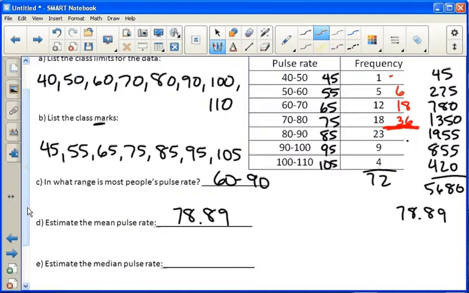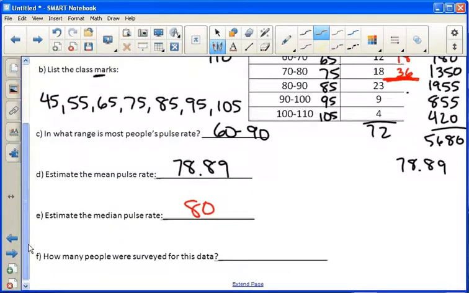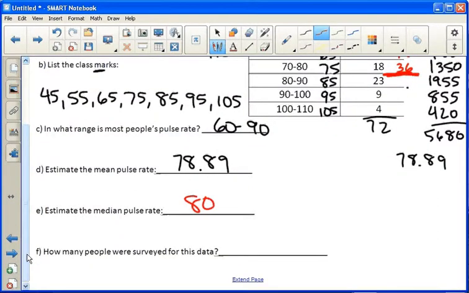And finally, how many people were surveyed for this data? Well, we already had to figure that out. We just add up the frequencies and we get 72 people. Okay, the rest of this will be on video 2.